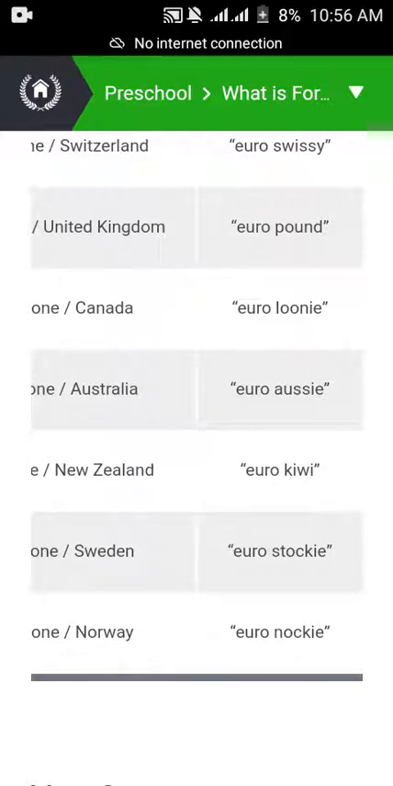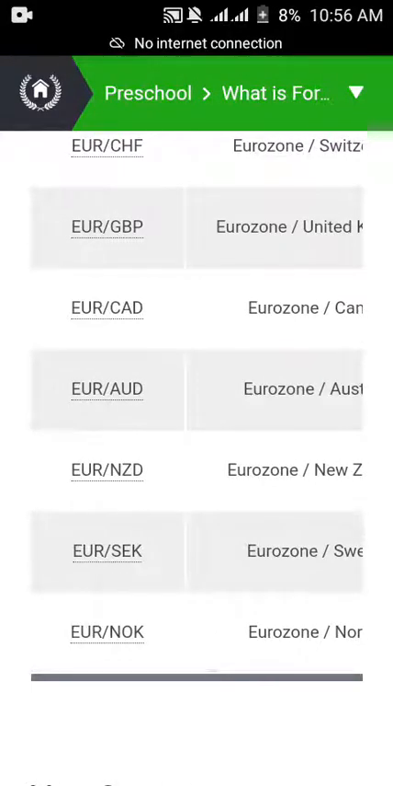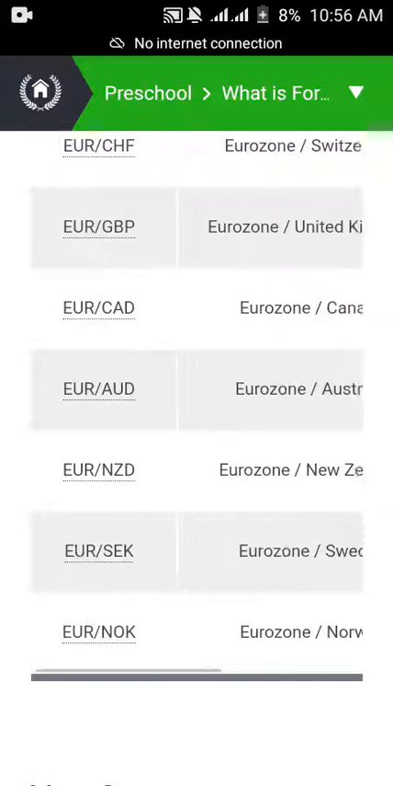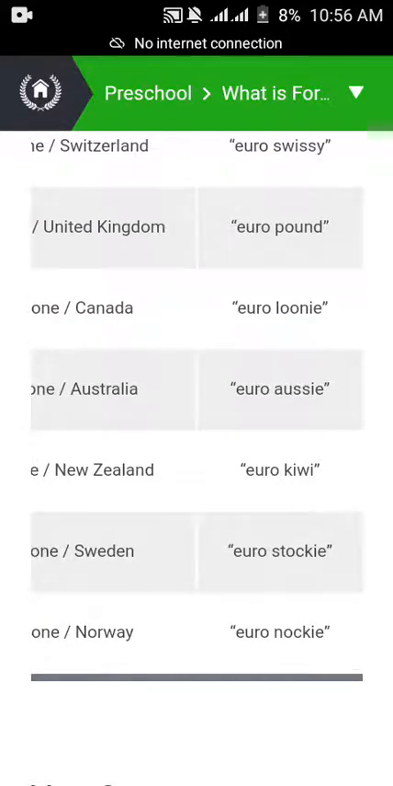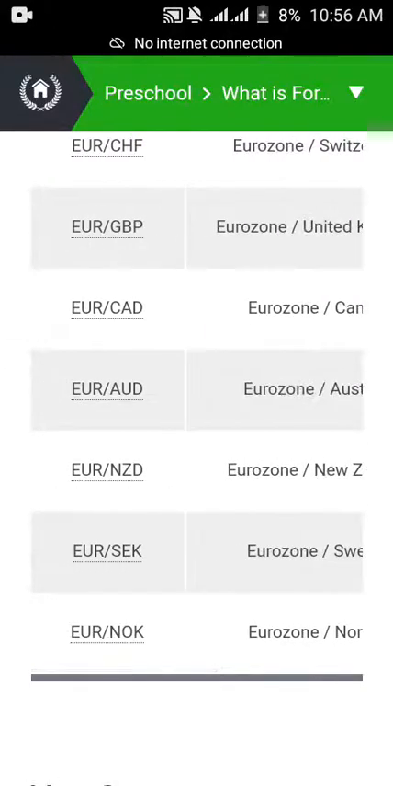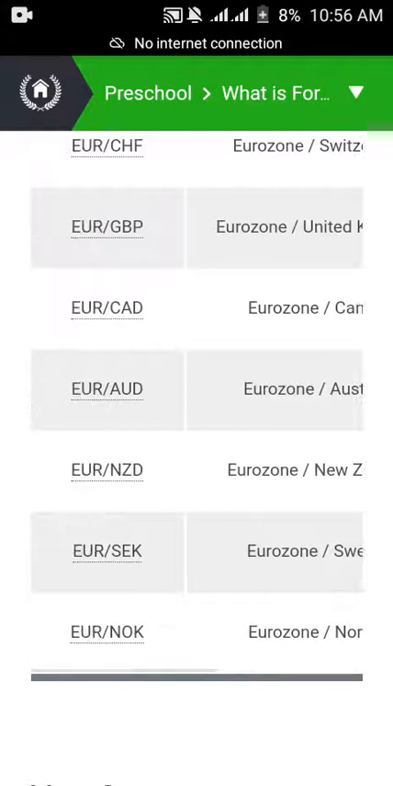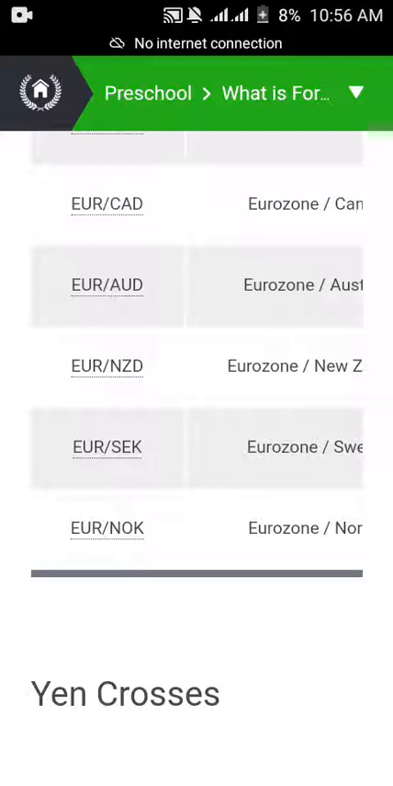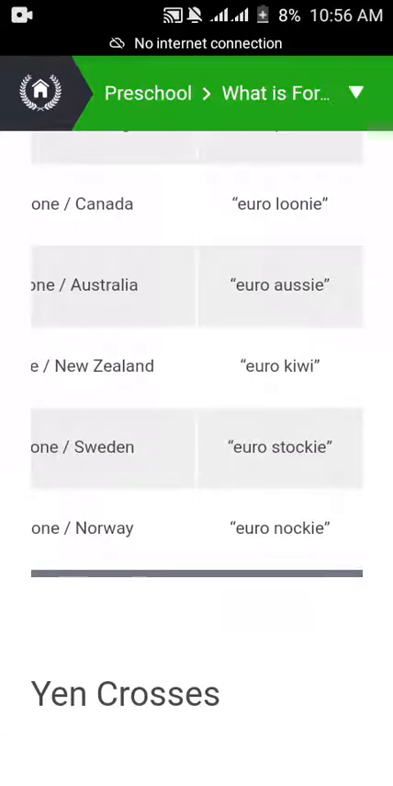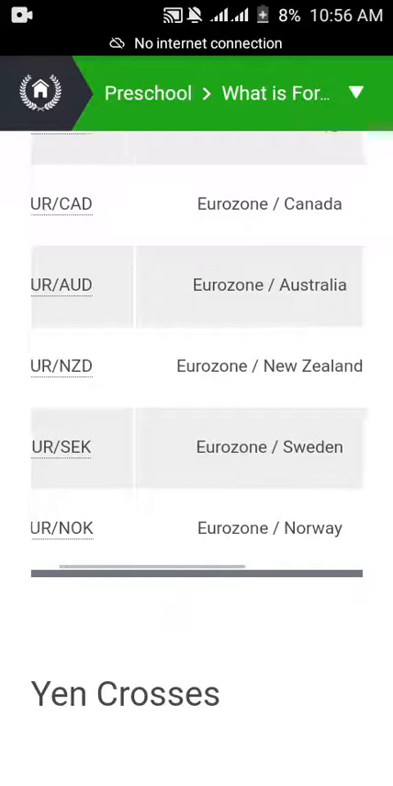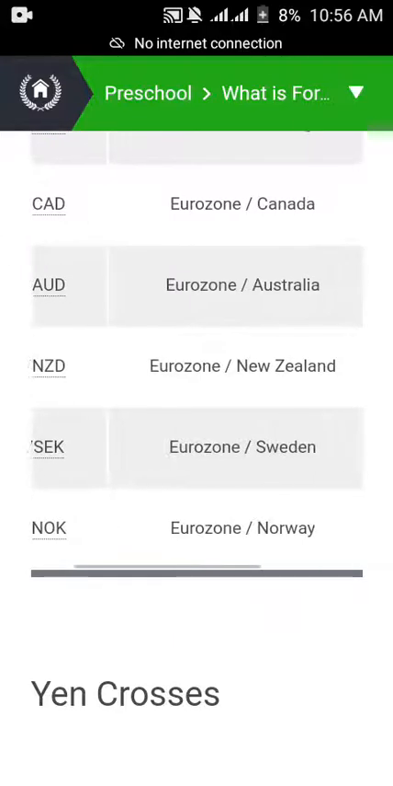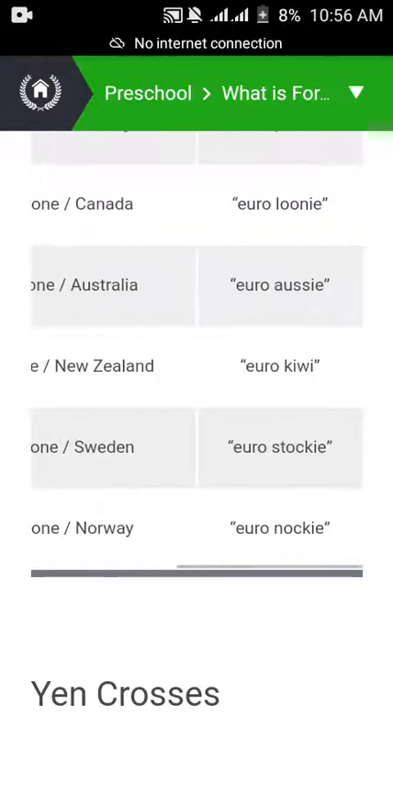Then the geek speak is Euro Loonie. Then for the Euro and Australian dollar, we have Eurozone and Australia. The geek speak is Euro Aussie. Then for the Euro and New Zealand dollar, the countries are Eurozone and New Zealand. Then we have Euro Kiwi. Then for the Euro and SEK, Eurozone and Sweden, we have Euro Stocky. Then for the Euro and NOK, we stand for Norway as a country, then the forex geek speak is Euro Nokkie.